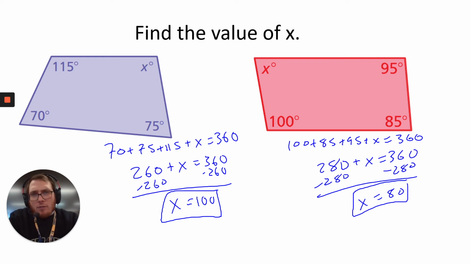And if that's difficult for you to remember, just think of a square. It has four right angles. Each angle is 90 degrees, so that makes it 90 times 4, which is 360.